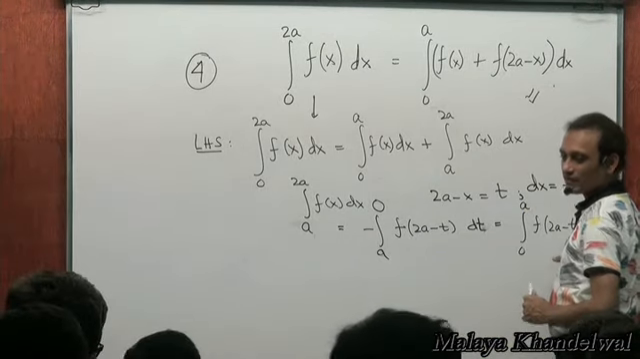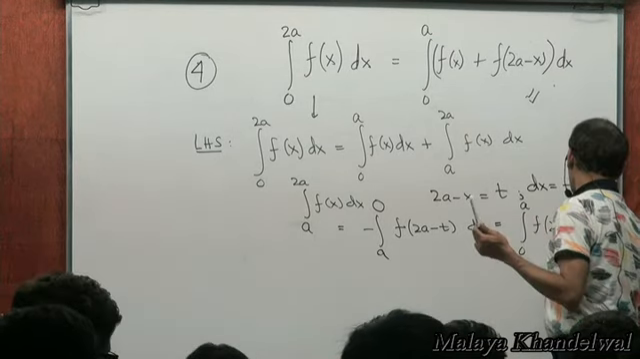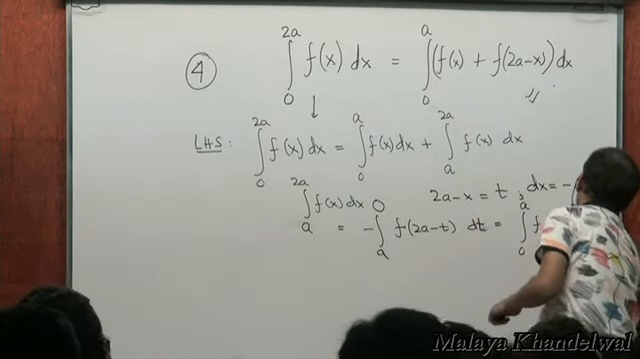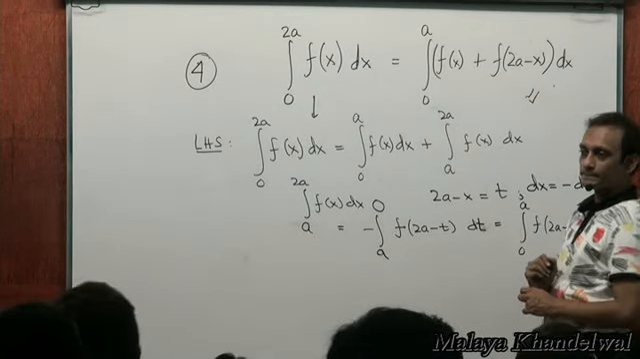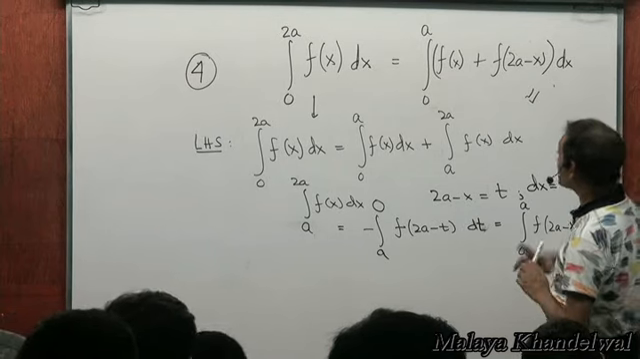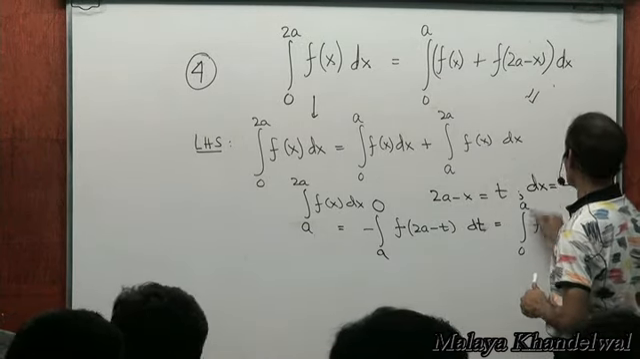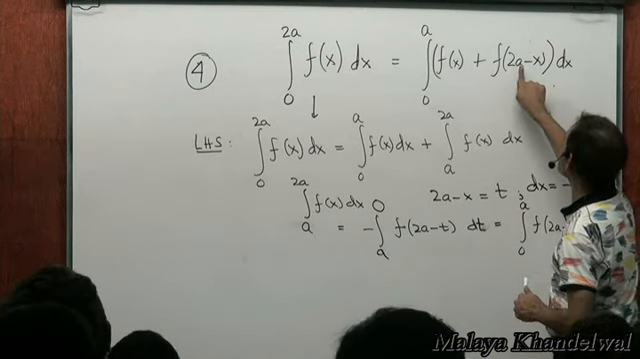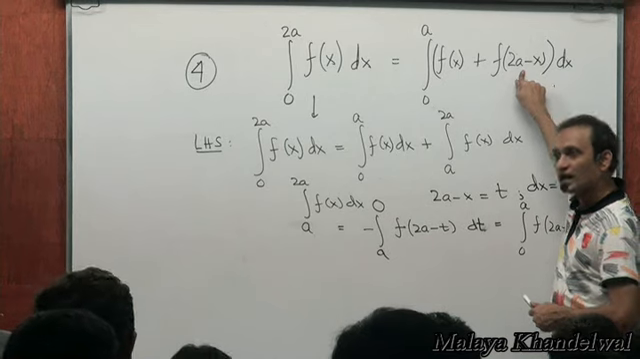Why is this t there? Replace it by x right here. Let me not waste more energy. So this part, a to 2a f of x dx, turns out to be 0 to a f of 2a minus x. That means this part has come through. Clear?